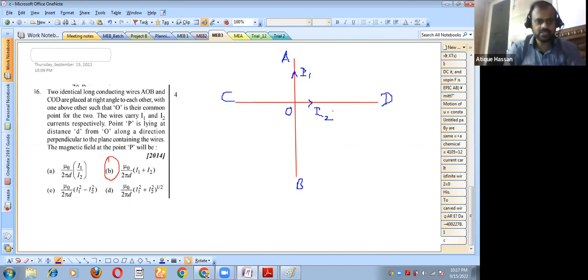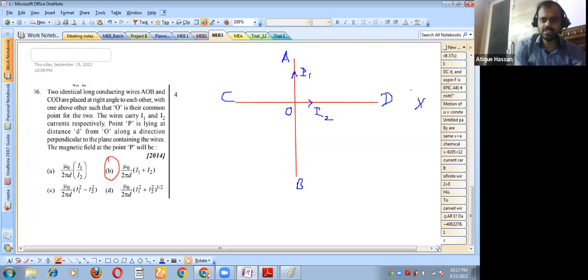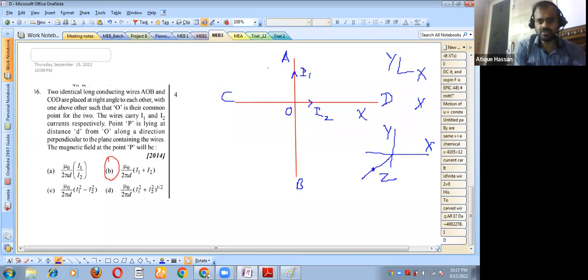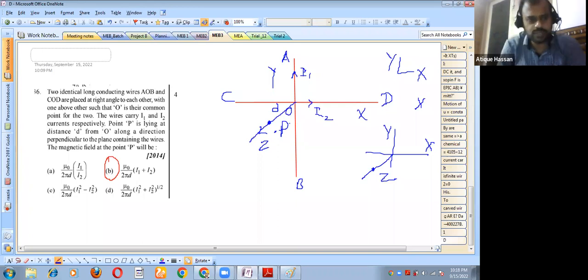Point P is lying at a distance D from O along a direction perpendicular to the plane containing the wires. So there is a point P. Suppose this is the XY plane, so the point P is along the Z axis. Suppose this one is X, this one is Y. So the point P is along the Z axis at a distance D from point O. The magnetic field at the point P, so we have to find the magnetic field at this point.